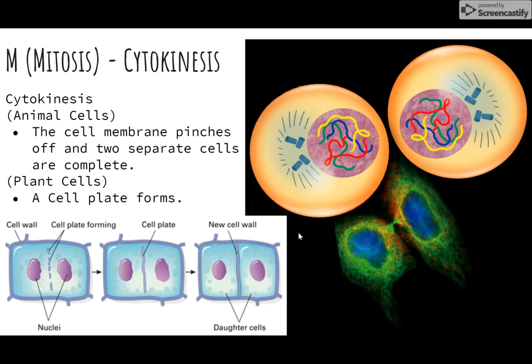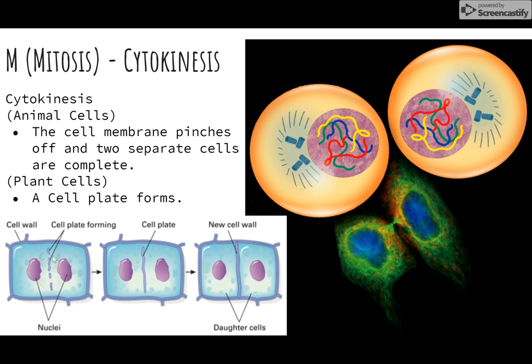And then we have cytokinesis. Cytokinesis is where we're dividing the cytoplasm. That's what that word actually means. It means to divide the cytoplasm. And so the cell membrane pinches apart in animal cells and actually divides the cytoplasm that way, making two separate cells. In plant cells, cytokinesis works a little bit differently.